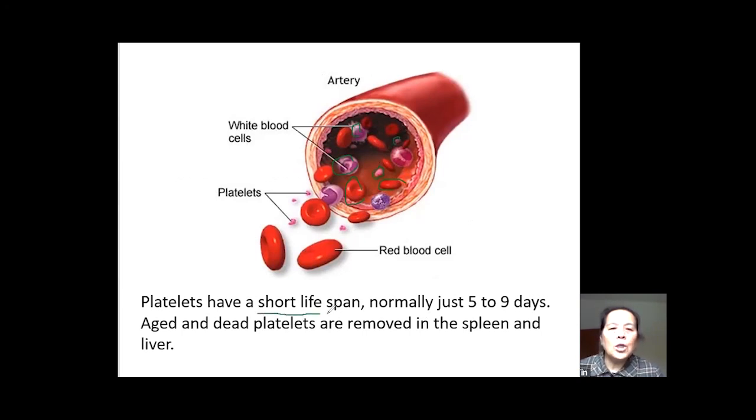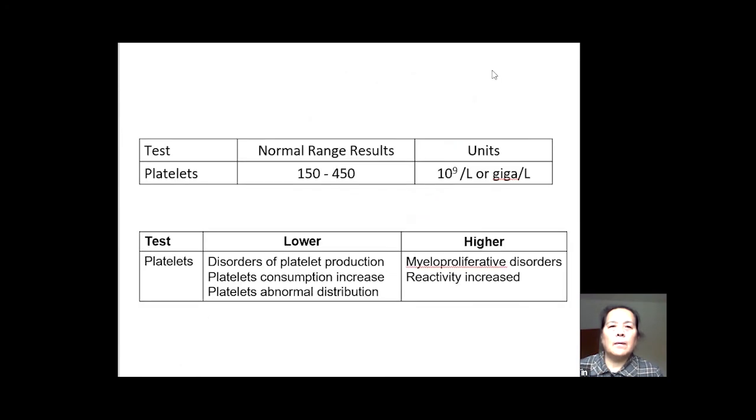Platelets live a short time. Originally 5 to 9 days. And then they die and are removed in the spleen under the liver, similar to red blood cells. And the normal number here, then we say the number is lower.